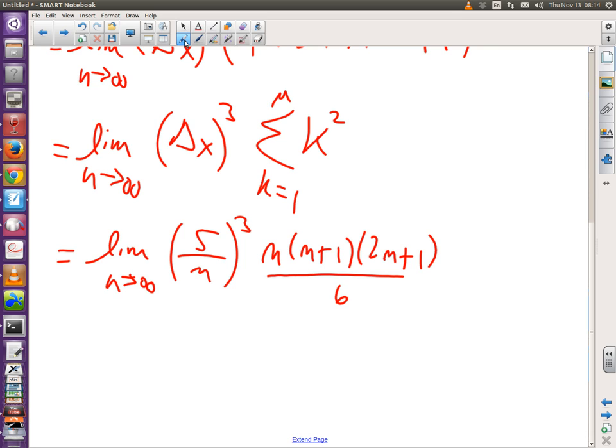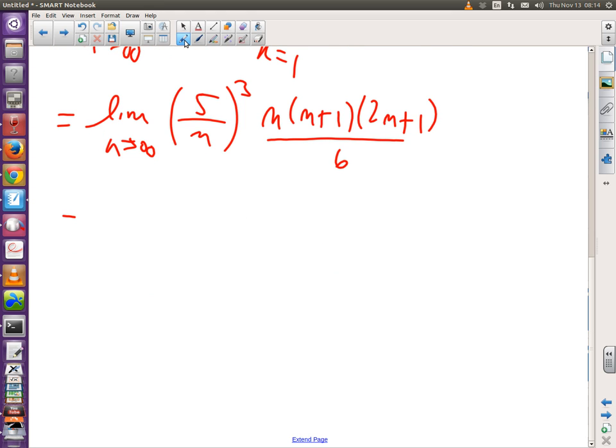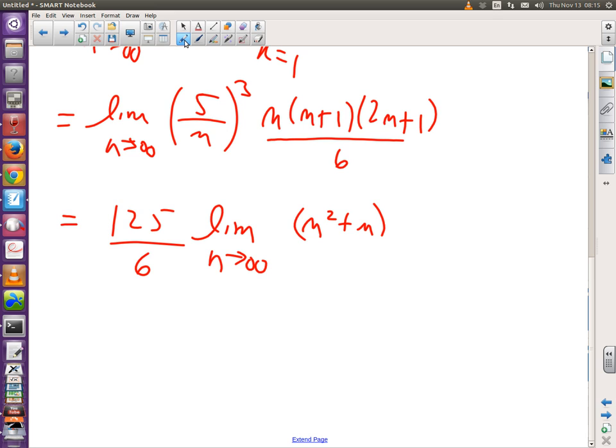So how do you take that limit? Well, 5 cubed is 125. How about if I do this, 125 over 6? Can I take out the constant multiplier? And so what do we got? How about we distribute this first n? What do you got? n squared plus n, times 2n plus 1, all over n cubed.